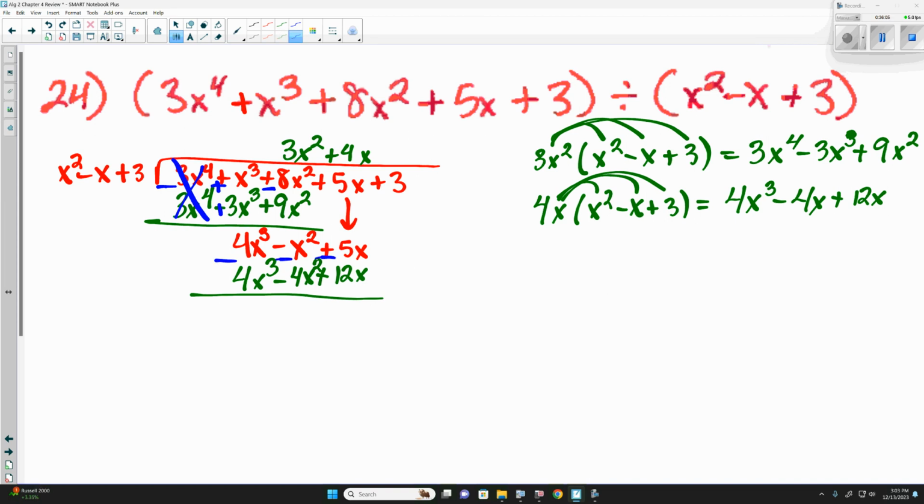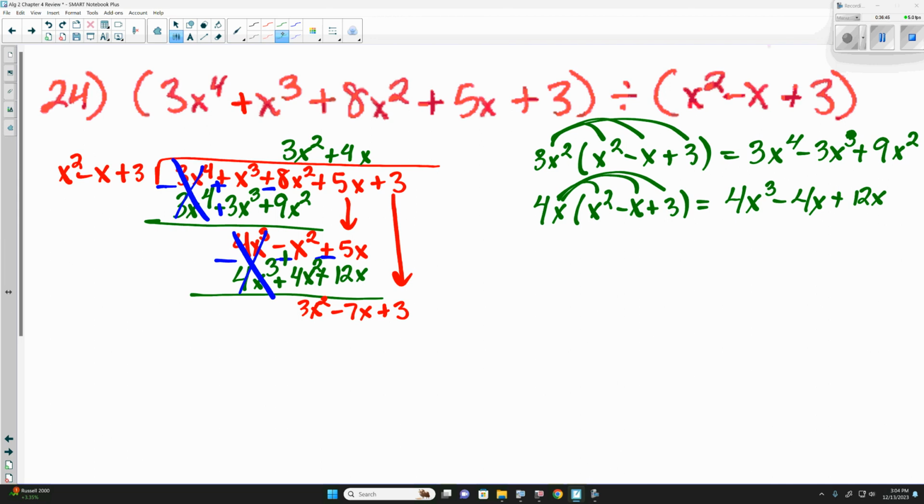And again, we're going to subtract. 4x cubed minus 4x cubed is 0. Negative x squared minus negative 4x squared. Well, again, the negative and negative make a plus. Negative x squared plus 4x squared is 3x squared. 5x minus 12x is negative 7x. And then lastly, we'll bring down the plus 3.